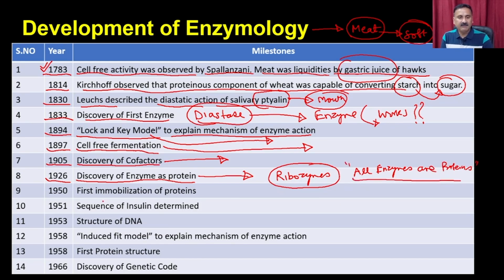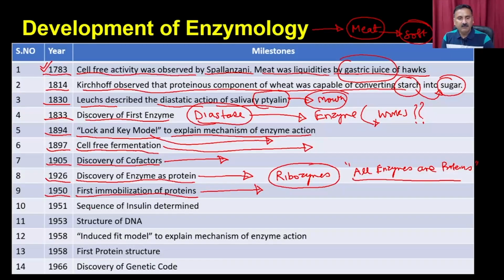Then in the year 1950, the first immobilization of proteins took place. People tried to reuse enzymes because the enzyme is soluble in water, so when you get the product, you will also get the enzyme. So people started using immobilization of enzymes so that the enzyme remains within the vessel, and you can keep catalyzing the same reaction again and again.